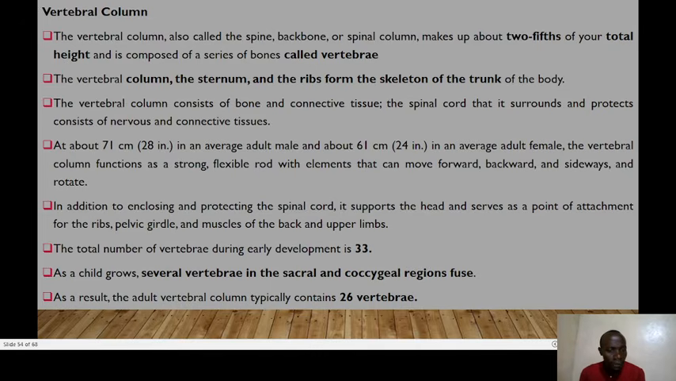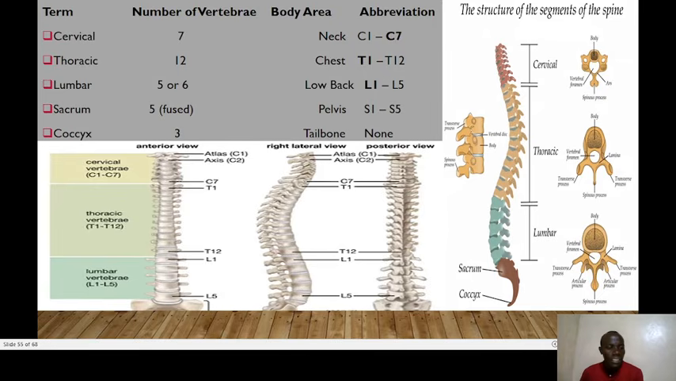The total number of vertebrae during early development is usually 33. As the child grows, several vertebrae in the sacral and the coccygeal regions fuse. As a result, the adult vertebral column typically consists of 26 vertebrae. So we have the cervical, having 7, found in the neck, abbreviated C1 to C7. We have the thoracic, having 12 vertebrae within the chest, abbreviated T1 to T12.